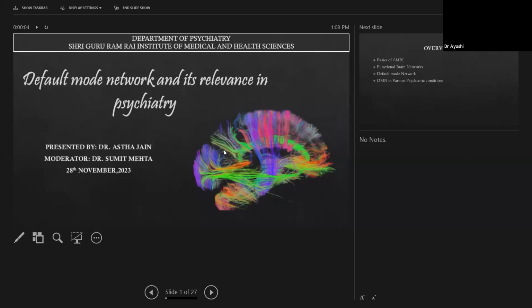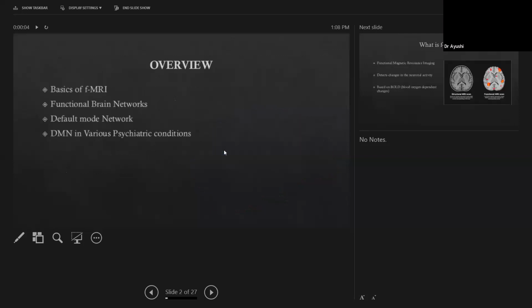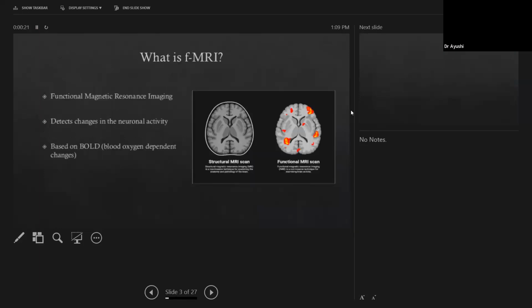The topic of my presentation today is default mode network and its relevance in psychiatry, and my moderator is Mohta sir. So in this presentation, first of all, we'll be talking about the functional MRI and the other neuroimaging modalities, which have basically been the basis of the classification of these brain networks. And then we'll be going to the topic of interest, that is the default mode network and its relevance in various psychiatric conditions.